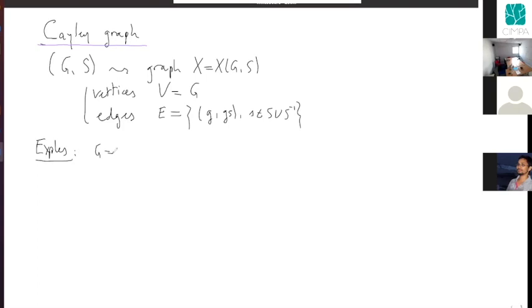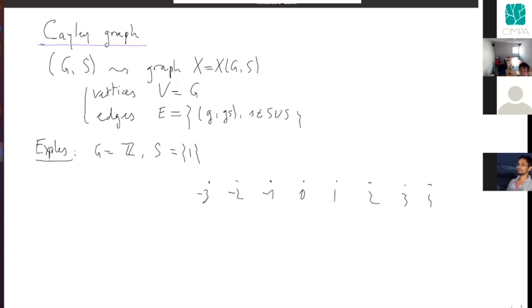Let me start with G equal to the cyclic group Z. So we know that Z is generated by 1 and minus 1, because any integer is a sum of ones or minus ones. So in this case, the set of vertices are all integers. So here you have 0, 1, 2, 3, 4, minus 1, minus 2, etc.